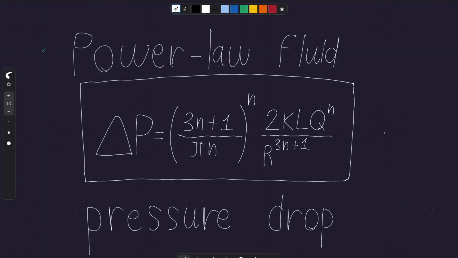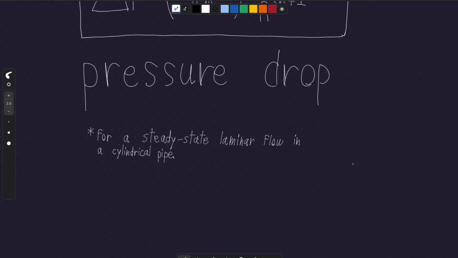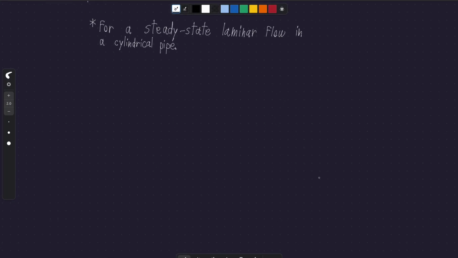Hello, today I will show you how to find the formula for the pressure drop of a power law fluid. Just for context, what that means is if you have a pipe, which is circular, and you have a fluid moving through it, which is non-Newtonian, and specifically a power law fluid, then it's going to have a certain drop of pressure because of the viscosity.